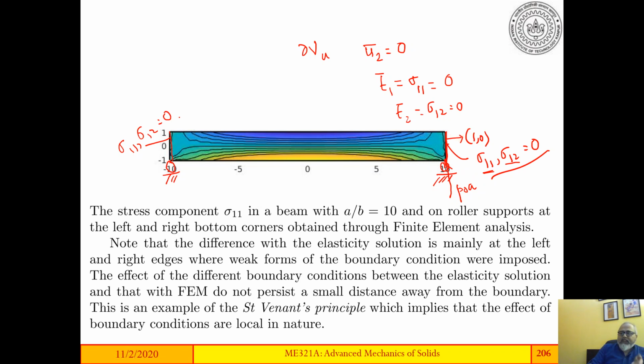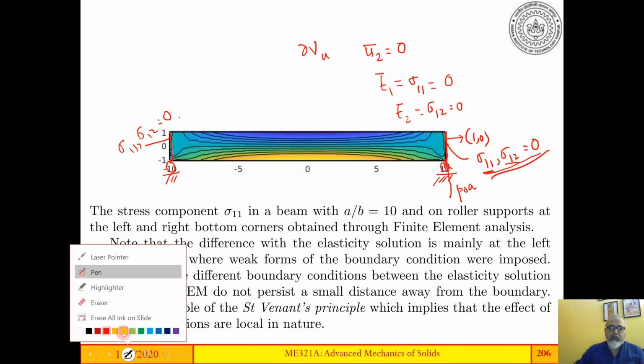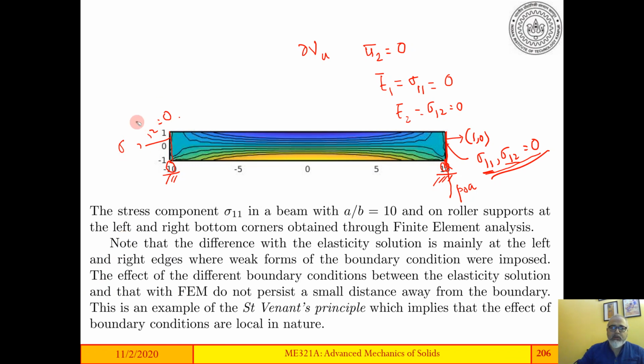Now, this will of course satisfy the weak boundary conditions, but the strong boundary conditions, which are sigma 1 1 equal to sigma 1 2 equal to 0 on this edge for this particular problem, will not be satisfied by the solution that we have just found. Now, we can of course solve this problem exactly using finite elements. And now if you look at the solution, you see something which is quite remarkable.